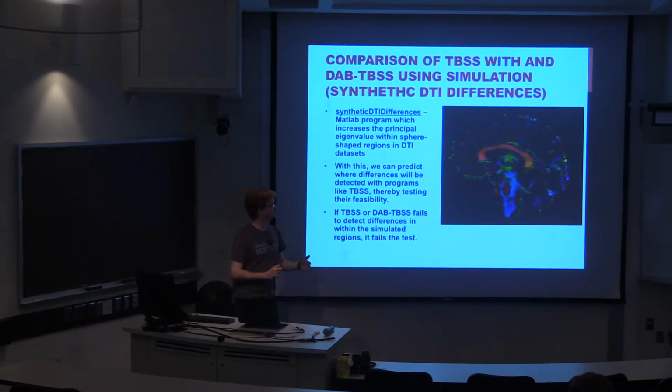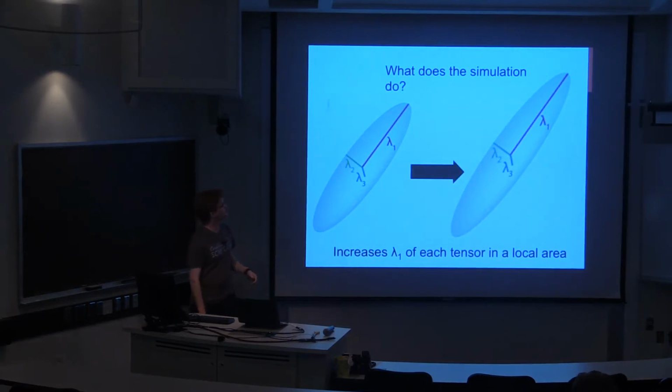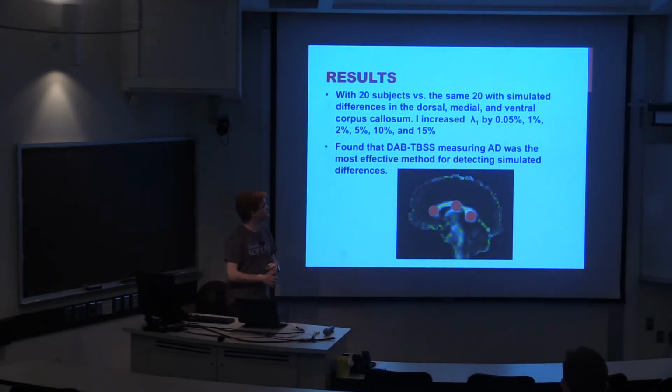If TBSS or my version ends up actually finding these differences, saying, I see what you did, Matt, there's a difference in these three areas, then you say, okay, this is correct. This did its job. Likewise, if it comes up with false positives in other areas, then you could say, well, I know there's no differences there, so you're wrong. This is a visualization of what it's actually doing. The simulation takes each tensor and, in the cases I did, literally extends each one by a certain percentage. So, the results.